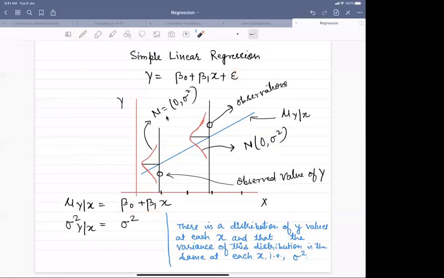Similarly, if I go to another value of x, at this x also, the y is getting sampled from a normal distribution with a mean again, this, and the variance sigma square. So that means there is a distribution of y values at each x, and that the variance of this distribution is the same at each x, sigma square. Right? This is an important statement.